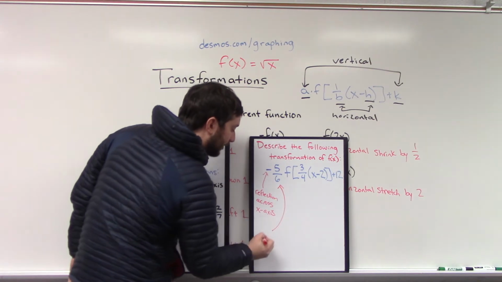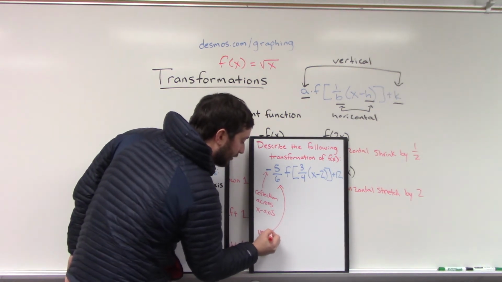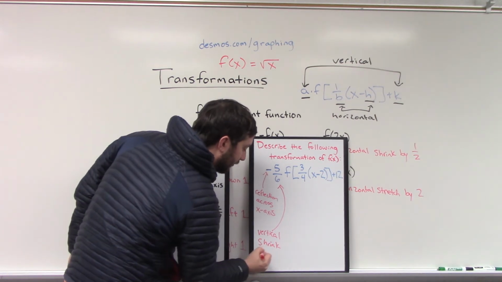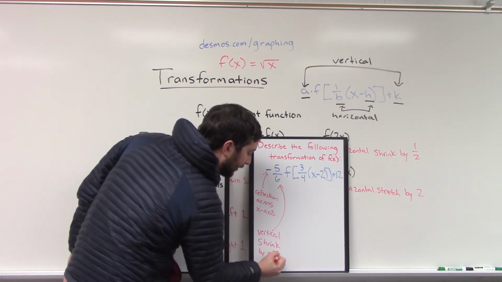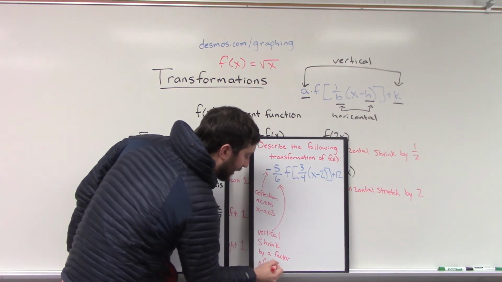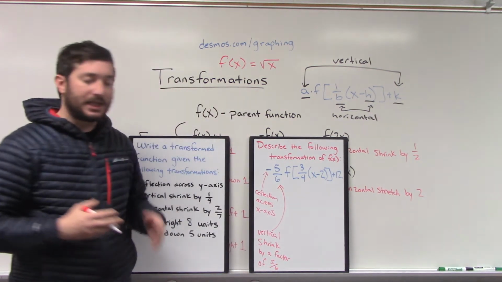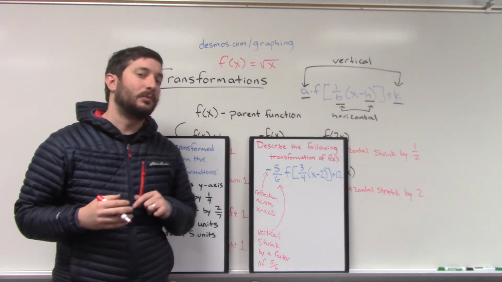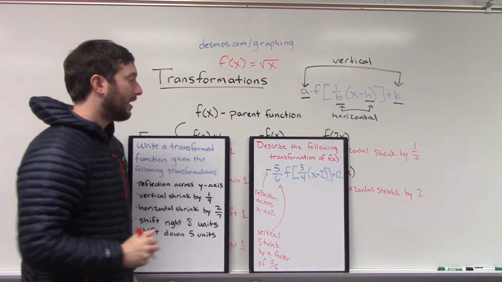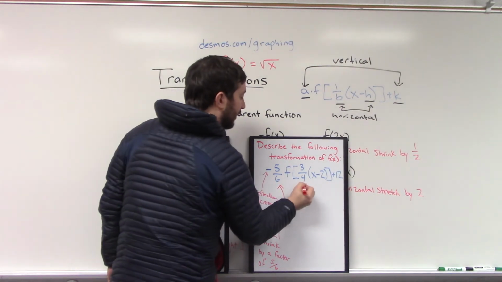but it's also going to vertically shrink by a factor of 5/6. Now, why is it shrinking? Because in this case, the fraction is less than 1. So the graph of the parent should shrink vertically. Then we see it here, okay?